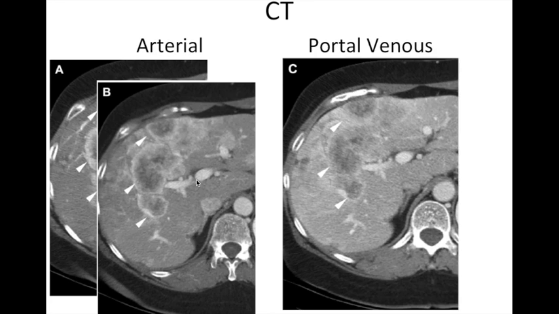This kind of sharp demarcation of hyperenhancing on the edges is characteristic of PNETs and is also considered a good characteristic for a well-differentiated tumor. So the less infiltrative and the sharper the edges are, the more likely they're going to be well-differentiated and low-grade.